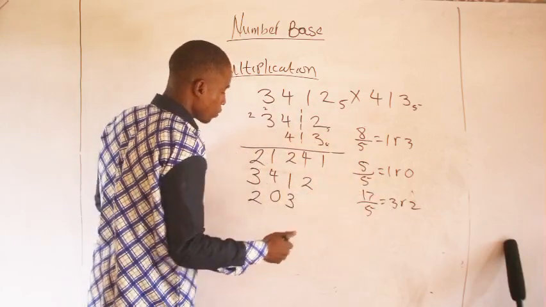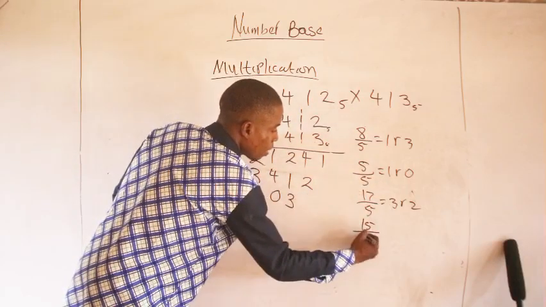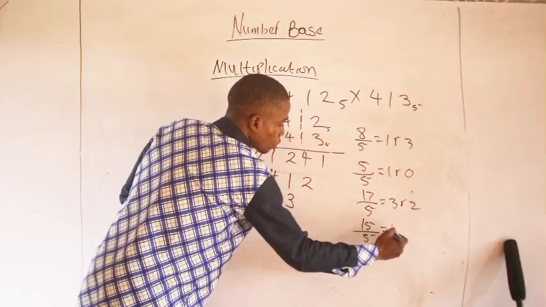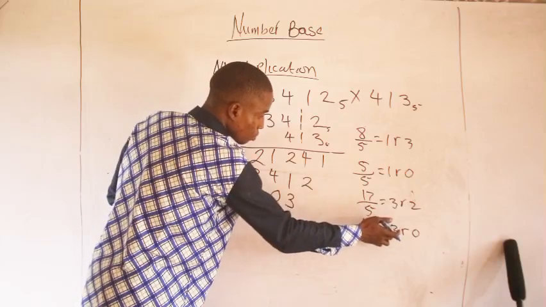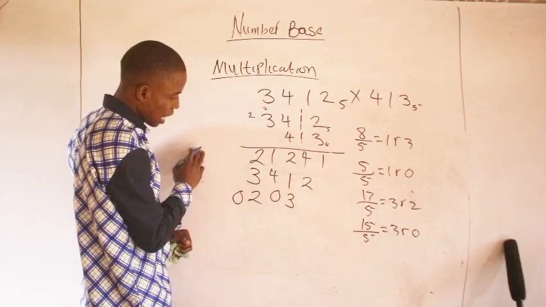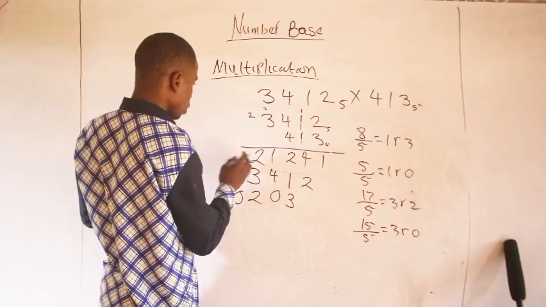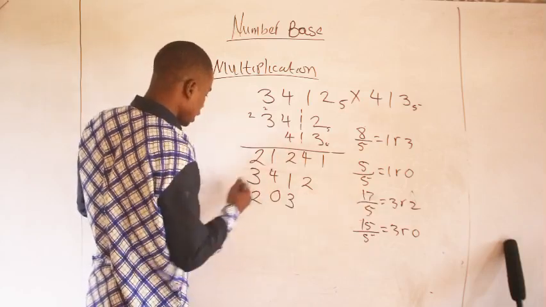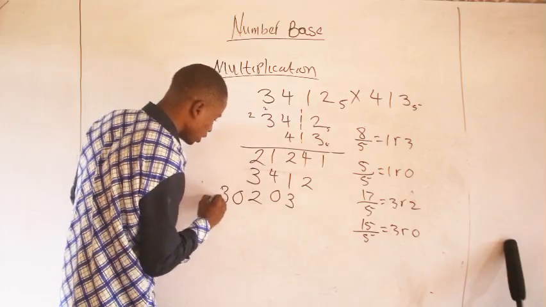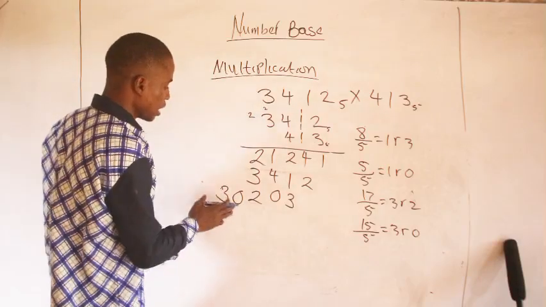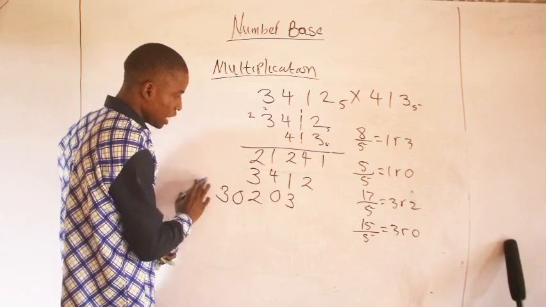15 all over 5 equals what? 3 remainder 0. Write 0. This one you put at the next, make it 3. Nothing, we can put it 3. Are you getting me now? That's it. You put it to the next.